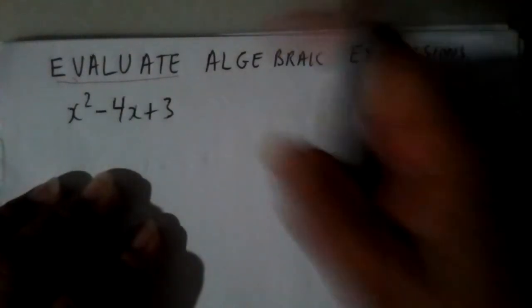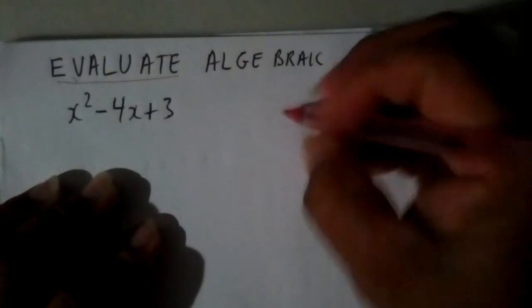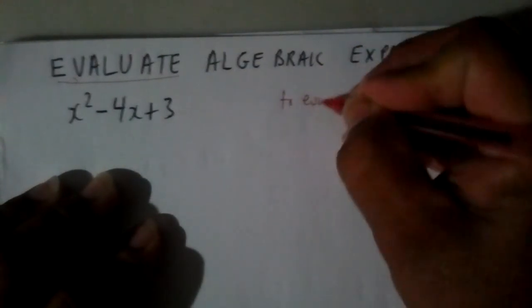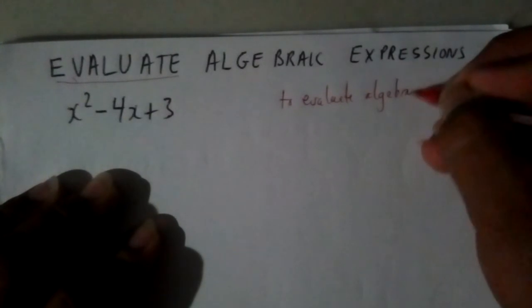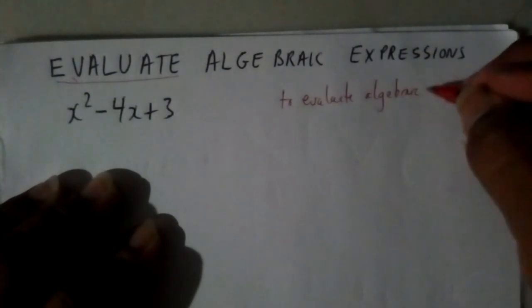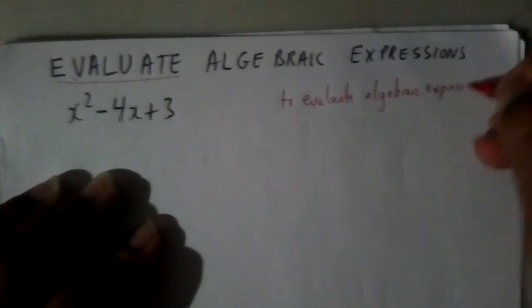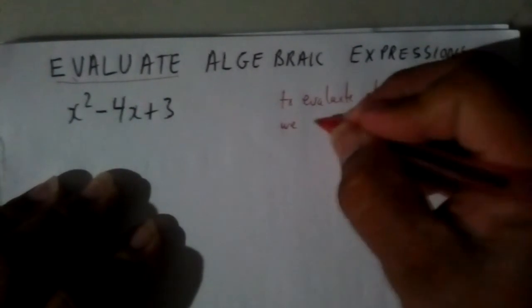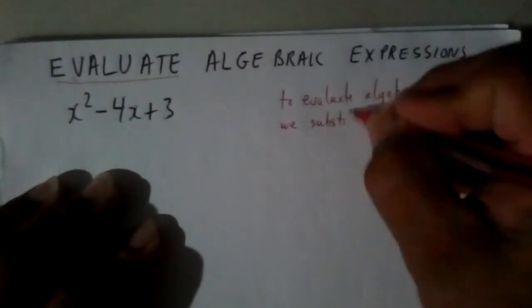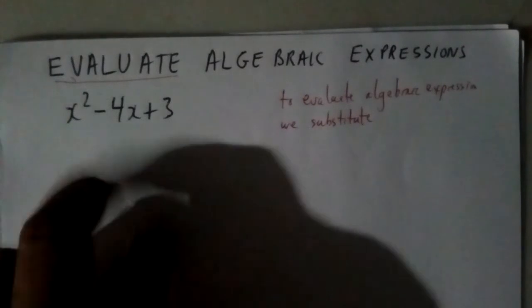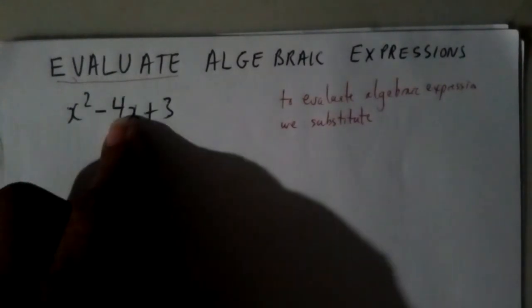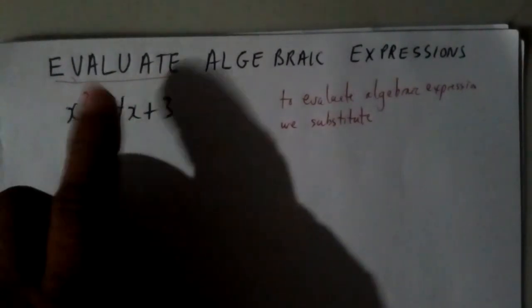So let me write that as a note here. Let me do that with red. To evaluate an algebraic expression, we substitute. And why must we substitute? Because it's necessary for us to do the calculations in the problem, because we cannot evaluate this unless we know what the value of x is.